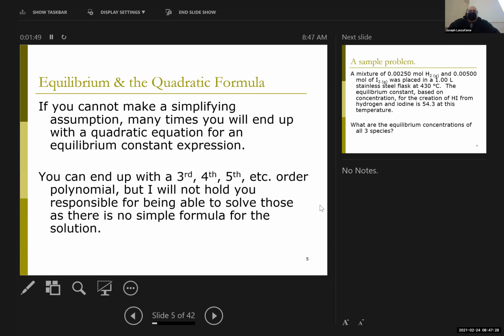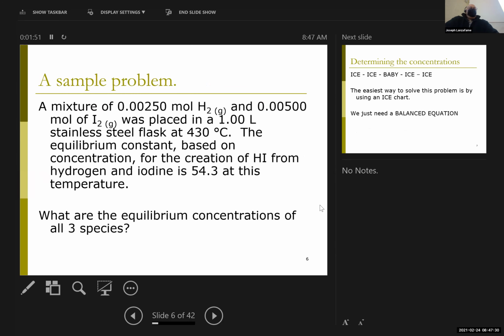And so I'm going to do this problem, even though I only have 3 minutes. Here's a case where my assumption does not work. Now, I kind of knew that up front. You don't have to. I'm just always going to try. Right here, this is my HI reaction. I mix hydrogen and iodine, I make hydrogen iodide. And I know the equilibrium constant up front. It's 54.3.